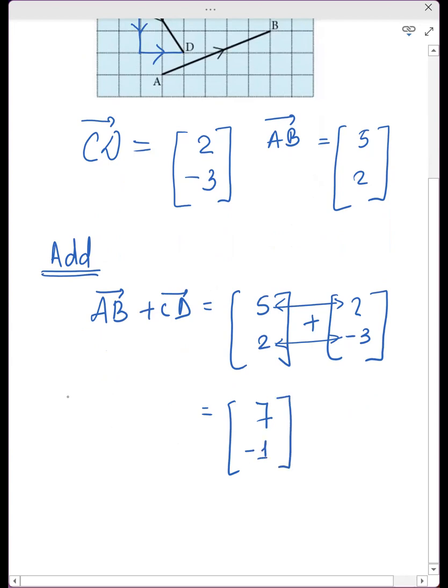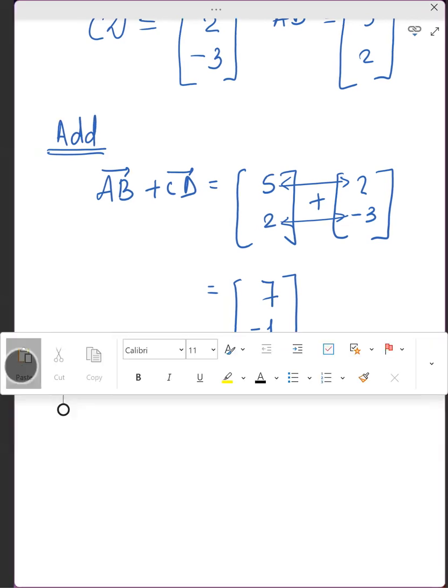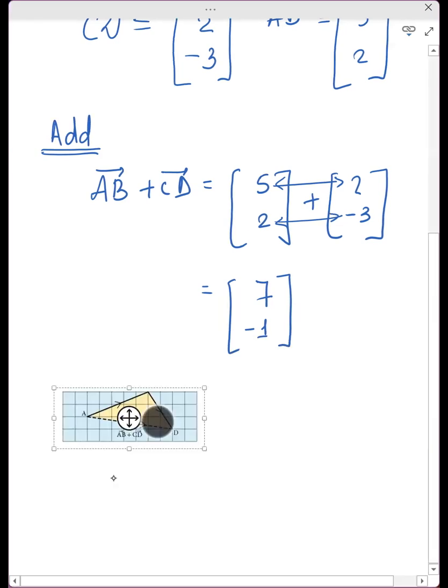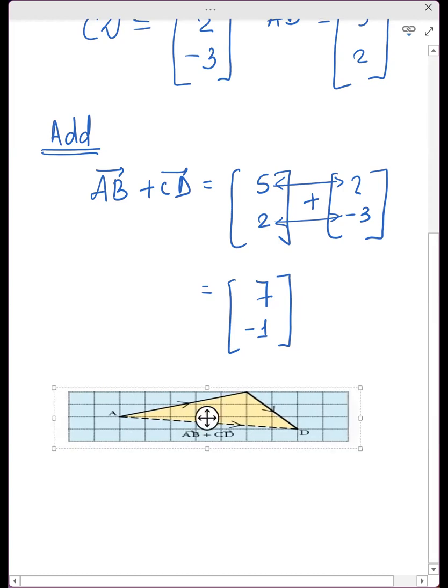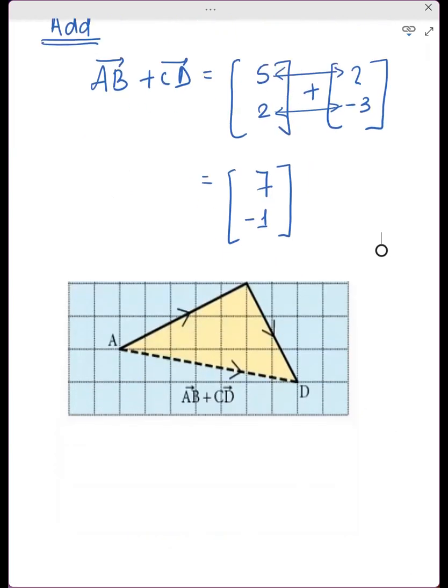So this is the addition of these two vectors, and we can represent it in the diagram like this. So this is the addition of these two vectors. As you can see, AB and CD, and this is the final resultant of this addition vector. Let's go for the subtraction.